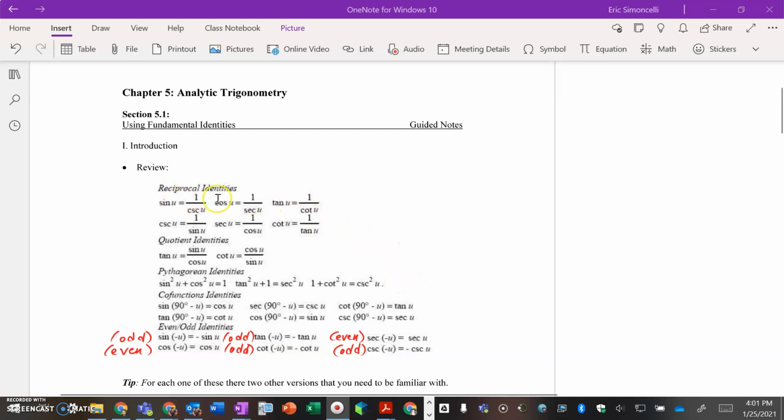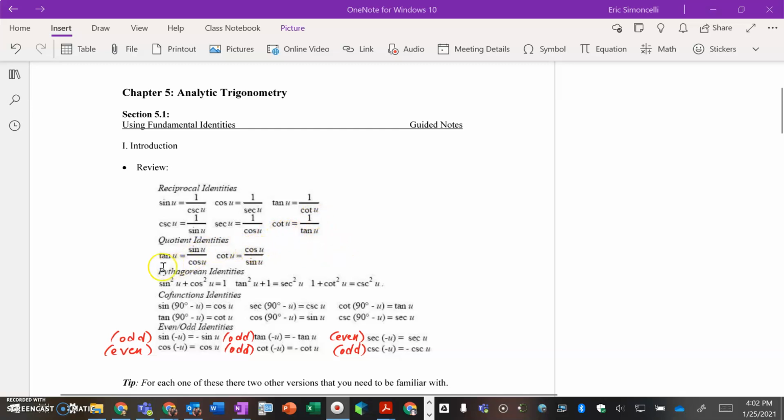To start with the reciprocal identities, you can see that the sine of an angle u, or theta if you recall, could also be used, is equal to 1 over cosecant u. Cosine of u is 1 over secant u, tangent of u is 1 over cotangent u. Similarly, the cosecant of u can be written as the reciprocal of sine, so 1 over sine u, while secant is 1 over cosine u, and cotangent is 1 over tangent u.